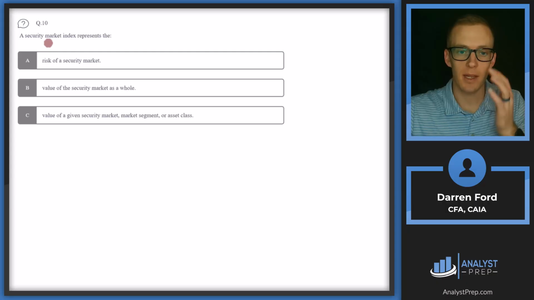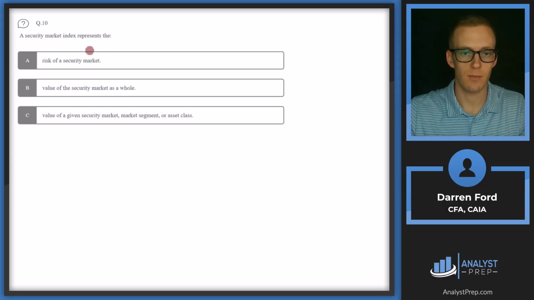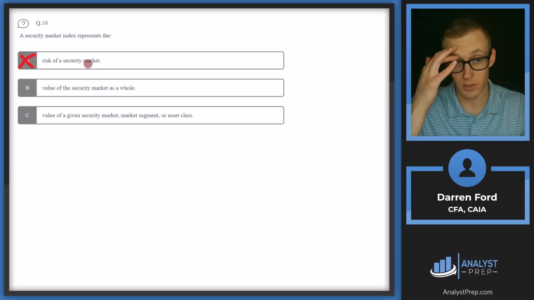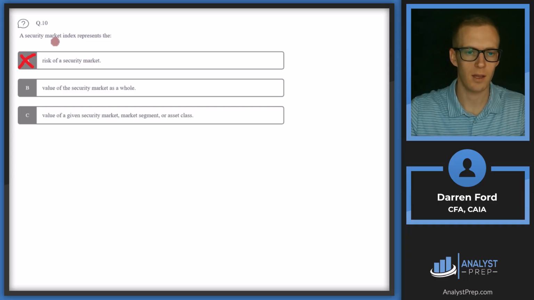A security market index represents the A, risk of a security market. So typically our security market index is going to be representing the value of some group of securities, not necessarily the risk of those securities. A lot of times we'll be able to run some type of risk statistics to look at the value of those securities over time to maybe understand the risk of the market. But the index itself isn't necessarily telling us any information about the risk.